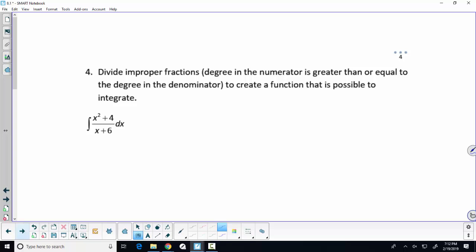All right, this is again improper. We've got the degree in the numerator larger than or equal to the degree in the denominator. So we're going to first divide this. Let's see if we can all divide this.